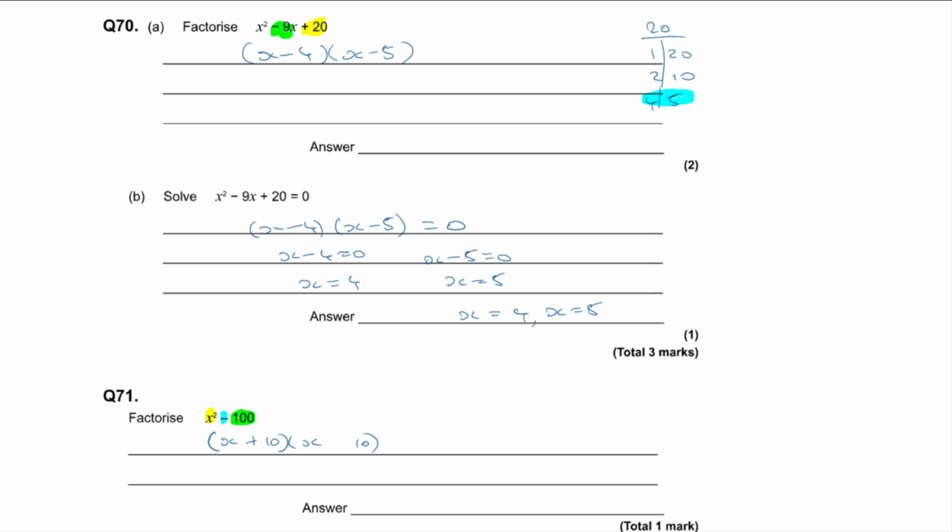I'm going to have one plus, one minus. That's what it looks like: x plus 10, x minus 10. If you don't believe me, multiply it out. You'll find it simplifies down to x squared minus 100.